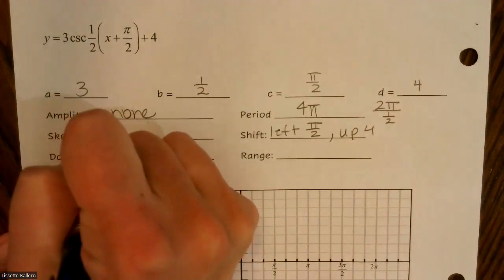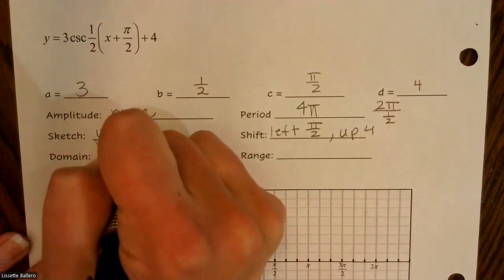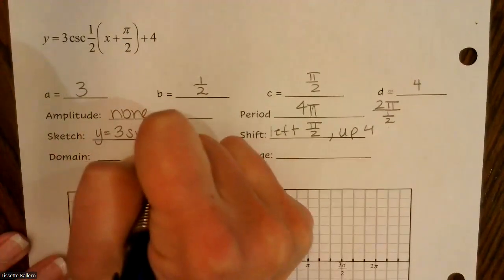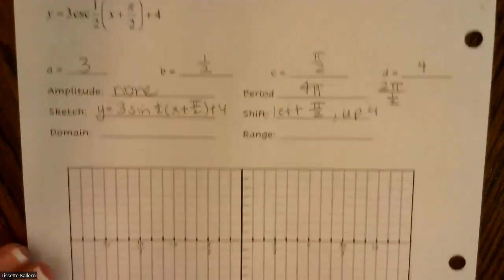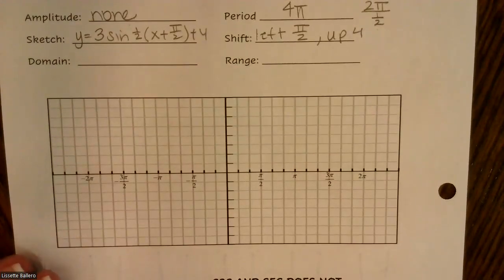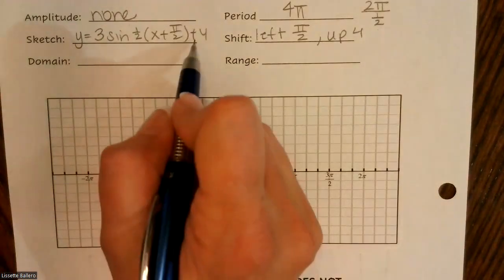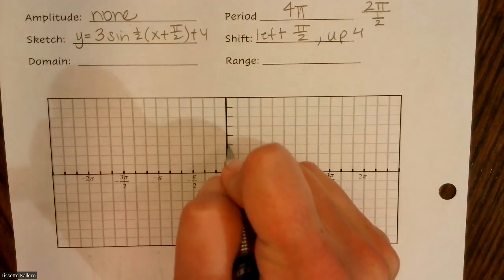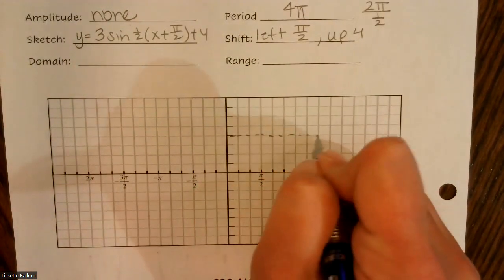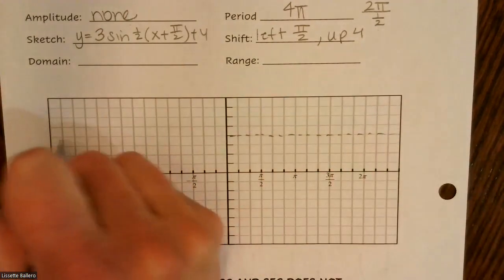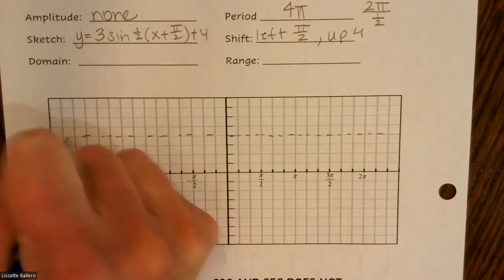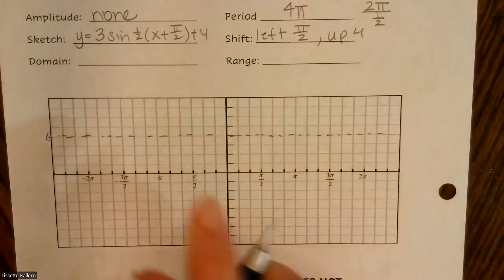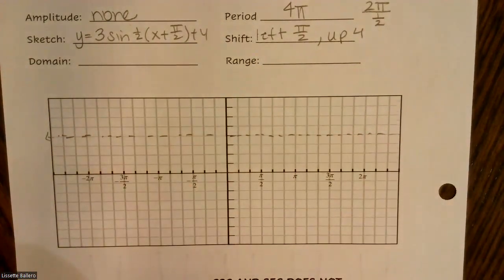We start by graphing 3 sine of 1/2 x plus pi over 2, plus 4. So that's what we're going to start by graphing first. In this case, it went up 4. So 1, 2, 3, 4. This is my new middle line. And don't try and skip doing these steps because it makes it a whole lot easier if you've got the lines on there for you.